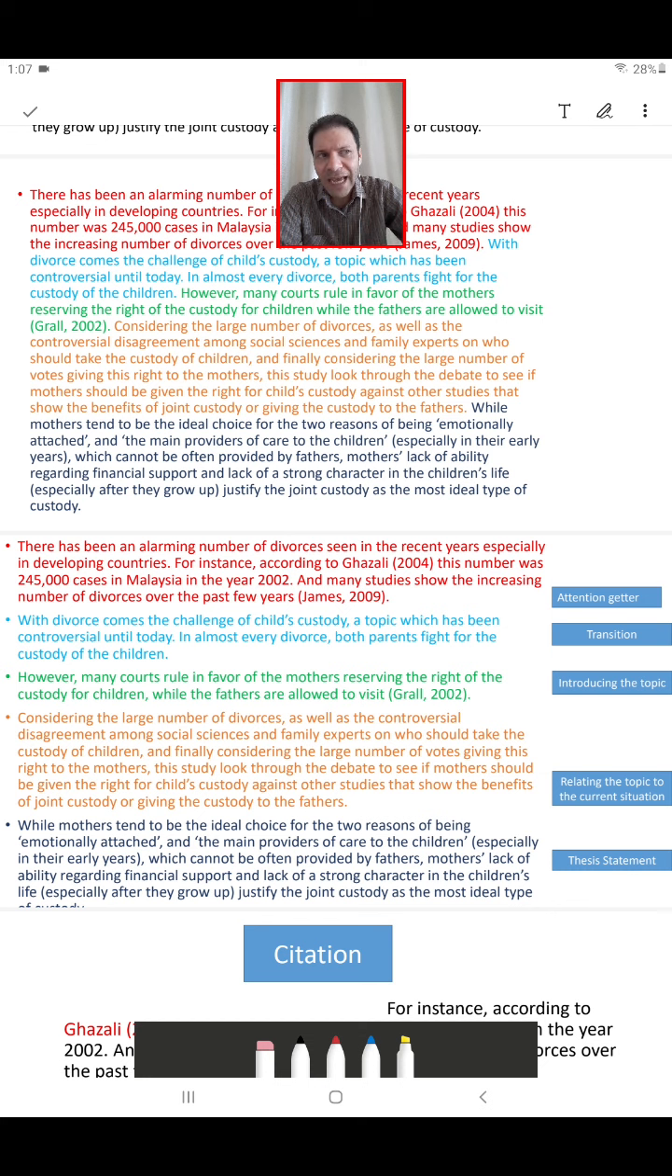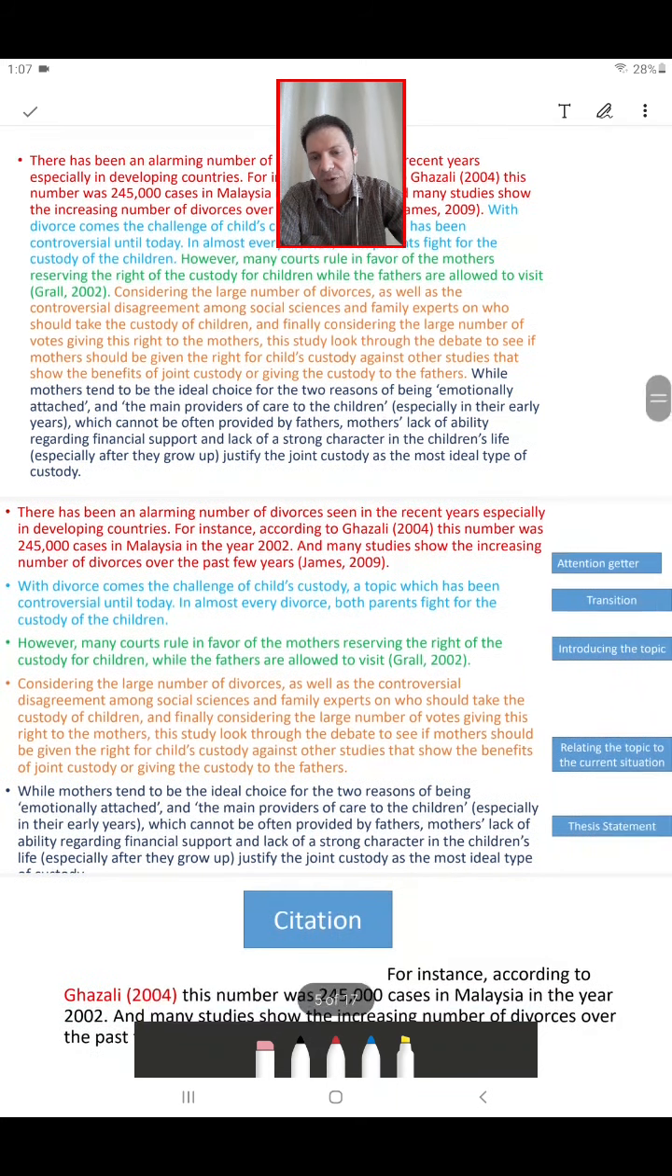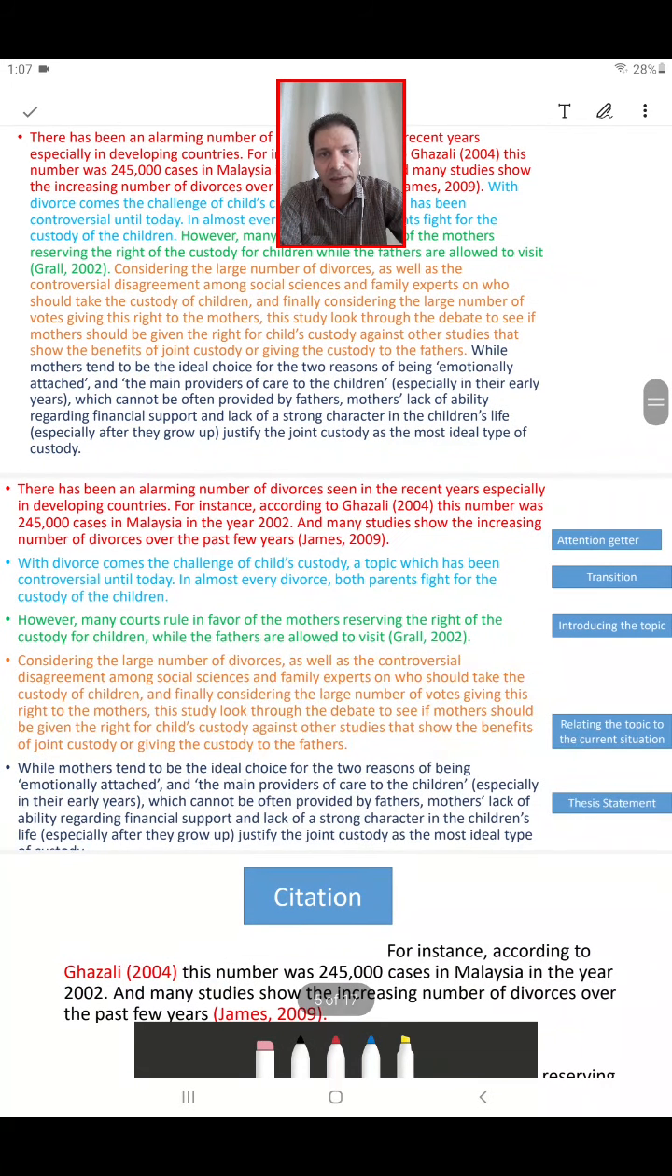I'm not looking at divorce as a problem. I am looking at the argument: who is an ideal choice, mothers or fathers? And I am going to argue that neither. Both should take joint custody.